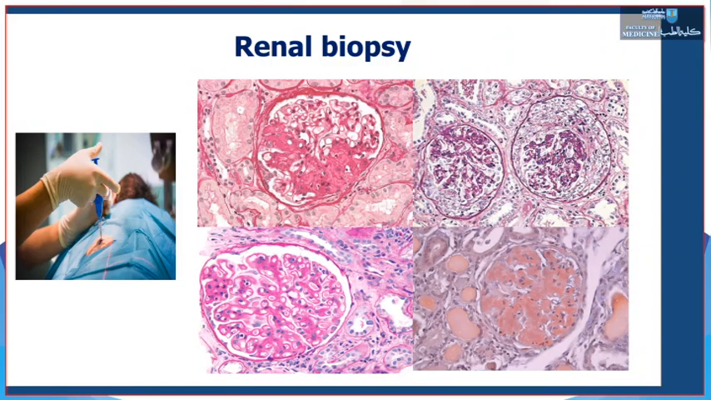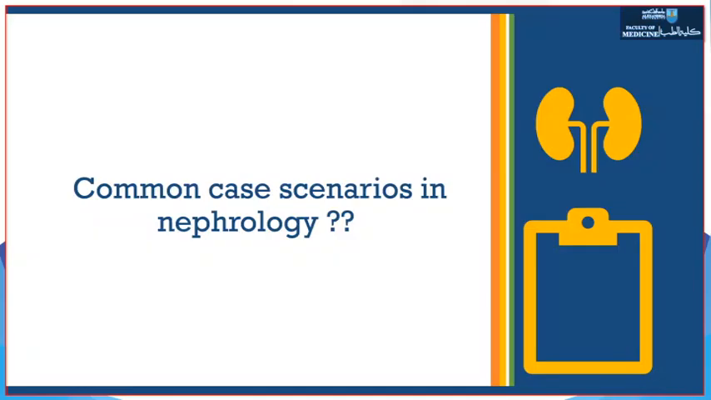For the renal biopsy, you will use optic microscopy, light microscopy, and immunofluorescence to find if there is any immune deposit, and sometimes we need to do electron microscopy to confirm the diagnosis. What are the common case scenarios in nephrology?